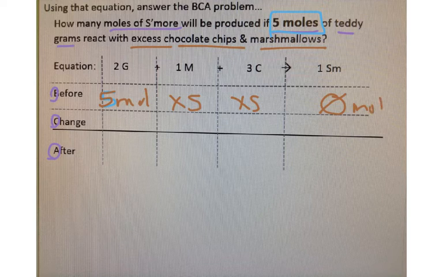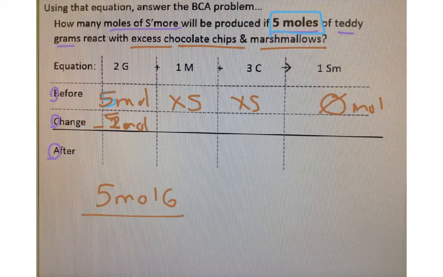Now I'm going to base off my change, and to do change, you're going to use all of these molar ratios that we've been practicing. In this case, I know that I am going to use all of my graham crackers, and they are all going to be used to make a s'more. So I know I'm going to be losing 5 moles. For these BCA charts, one of your things will always be losing everything. So I'm losing 5 moles of graham crackers.